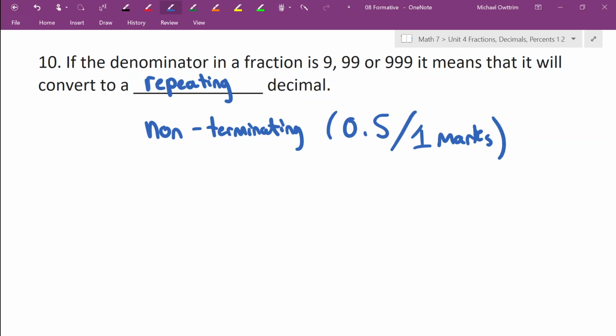Repeating decimals will have a 9 on the bottom if they're a single or 2 or 3 of the same digits repeating over and over and over again. Okay, so if we have that 9, 99, or 999, it will be a repeating decimal specifically. It will also be non-terminating, but repeating is the better answer here.